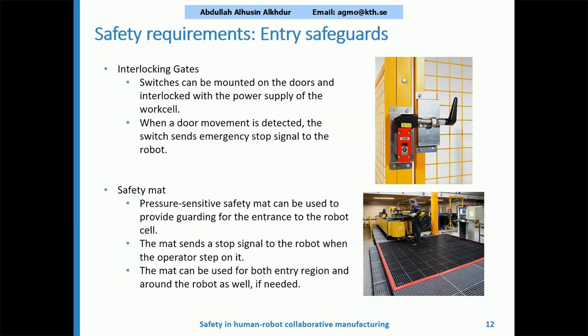Another approach is to have a safety mat, which is pressure sensitive, as you can see in the figure in the lower part. It can provide guarding for the entrance of the robot cell. The mat sends a stop signal to the robot, similar to the interlocking gates, when the operator steps on it. The mat can also be used for both the entry region and around the robot, if needed.